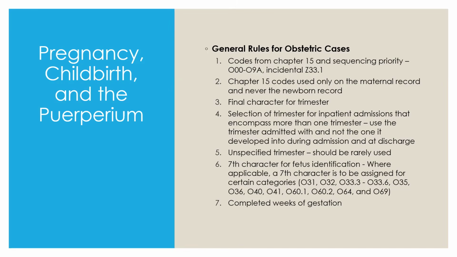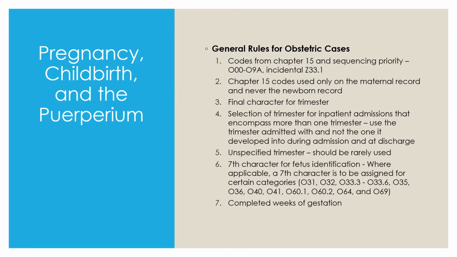Number 5, unspecified trimester. Each category that includes codes for trimester has a code for unspecified trimester. The unspecified trimester code should rarely be used, such as when the documentation in the record is insufficient to determine the trimester and it is not possible to obtain clarification. I cannot stress enough that if you have the ability to query your provider, you make sure that they document to the highest specificity known at the time of the encounter.